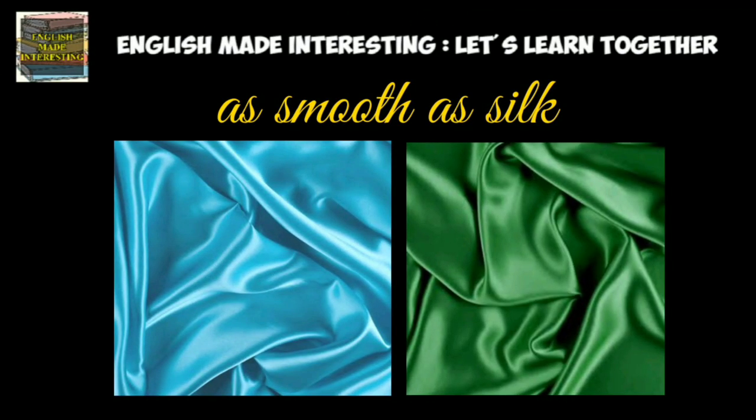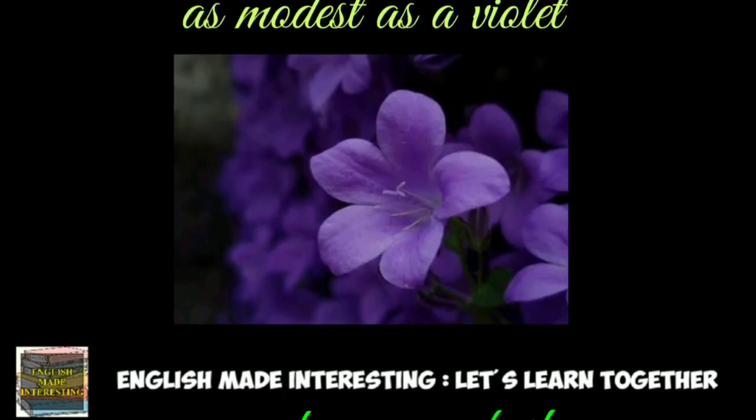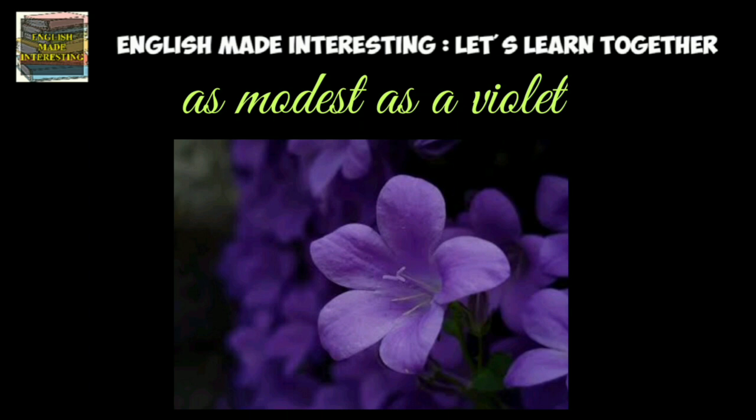This talks about something that went on very smoothly without any hindrance or obstacles. As sharp as a knife. This can refer to something that is bright or intelligent. As modest as a violet. This refers to a person who is very shy, gentle, and modest and does not like to attract attention.